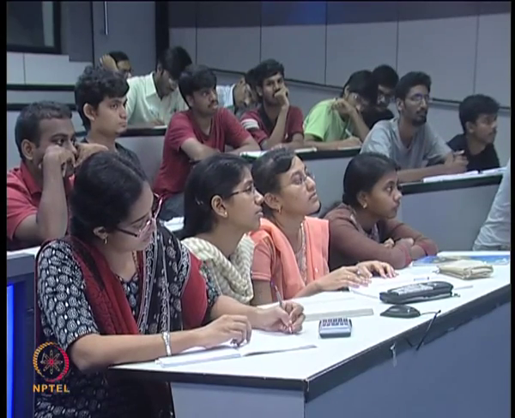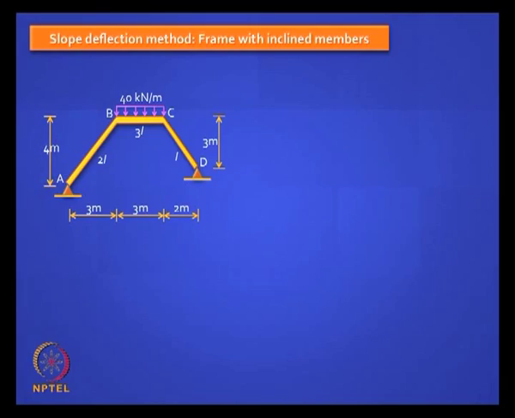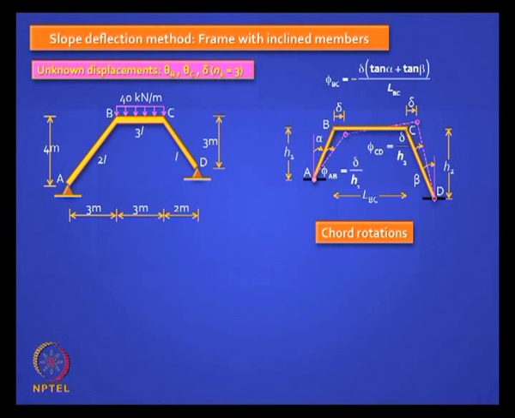What's your degree of indeterminacy here? Kinematic indeterminacy? 3? Okay, theta B, theta C and sway. Okay, fine. Theta B, theta C, and sorry, theta B, theta C and the sway delta. Okay. Now if it sways delta, the chord AB will rotate clockwise as we discussed in the last class by delta by H1.